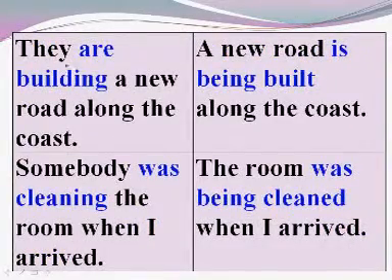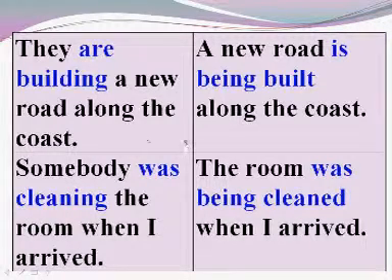The examples are: they are building a new road along the coast. We start with a new road, which is the object. A new road is singular, so we take "is" with it, then being and the past participle. So a new road is being built along the coast. It's not finished.